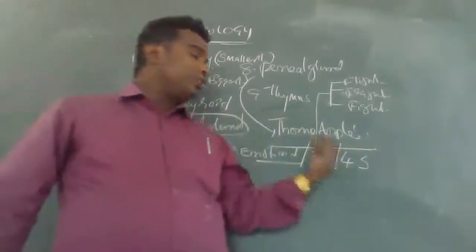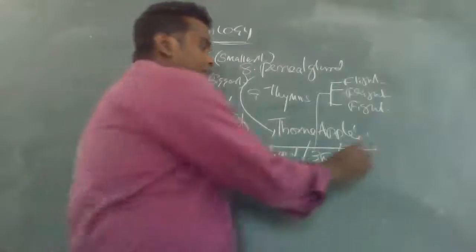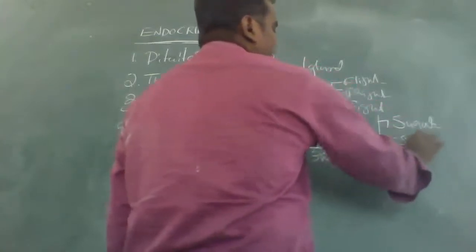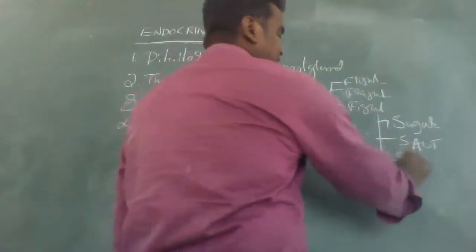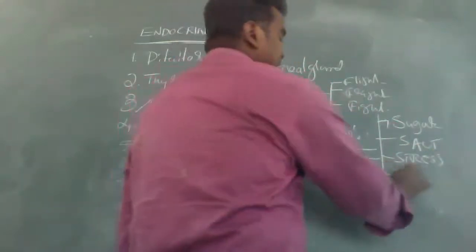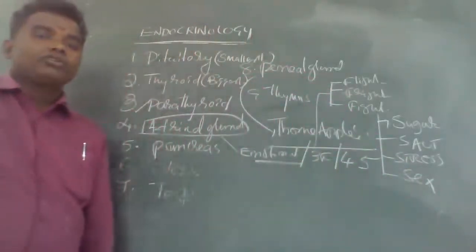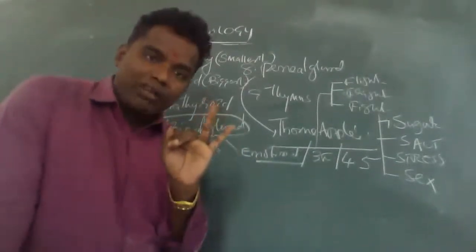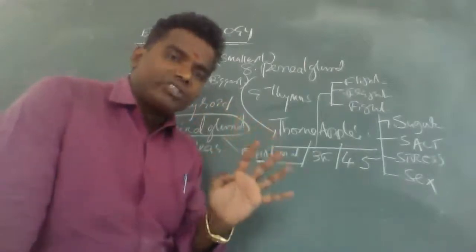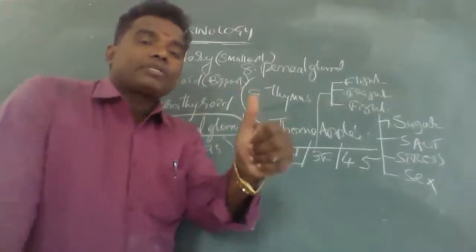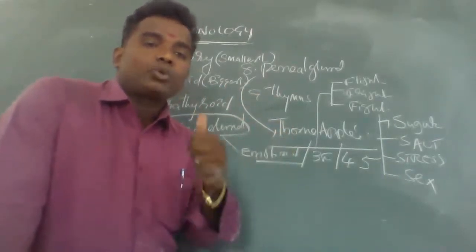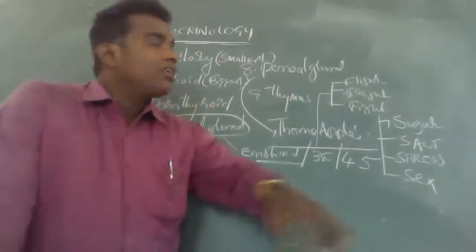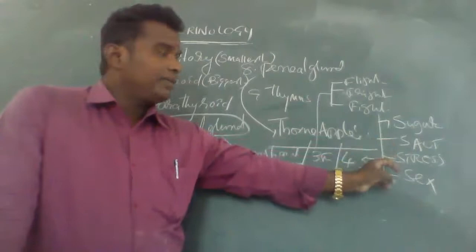Which gland is known as 4S? What is 4S? Come on, tell me. 4S is nothing but: first S, sugar; next, salt; next, stress; next, sex. So this is the 4S hormone. Many times this question is asked at NEET level, Group 1 level, PG entrance level and any other examination level. Which gland is also known as the 4S hormone? Which gland secretes hormones to control the 4S? That's why it's called the 4S hormone: number 1, sugar; number 2, salt; number 3, stress; number 4, sex.